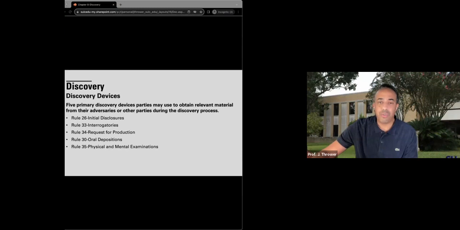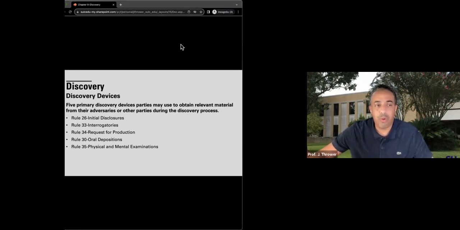There are additional discovery devices. In addition to these, one that comes to mind is the discovery device for requests for admissions. We're not going to cover that or other discovery devices, but just these five primary discovery devices that are commonly used under the federal rules.